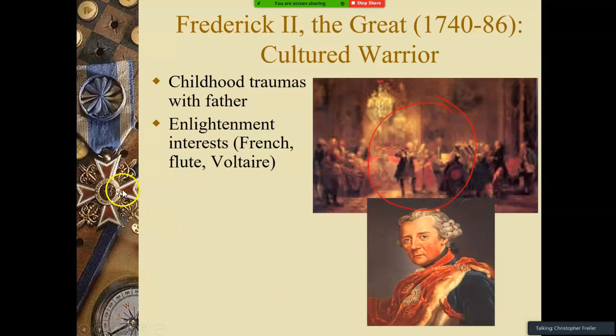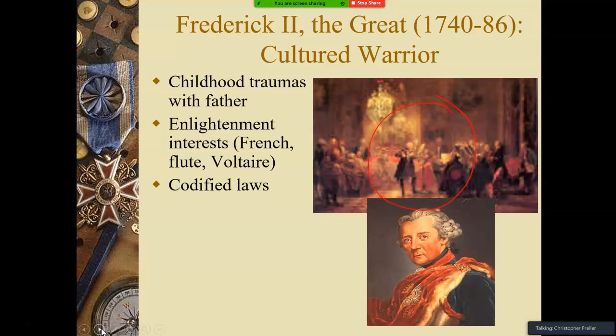So a lot of people thought that when Frederick took over the kingdom of Prussia, he was going to drive it into the ground just to spite his dad, but in actual fact, he's probably the greatest ruler in German history. So he was, like I said, very interested in the Enlightenment. He invited Voltaire, who was the greatest philosopher of the time period, to his court.